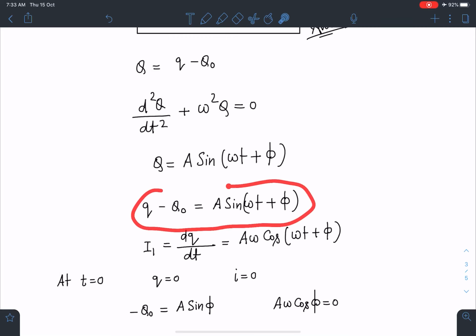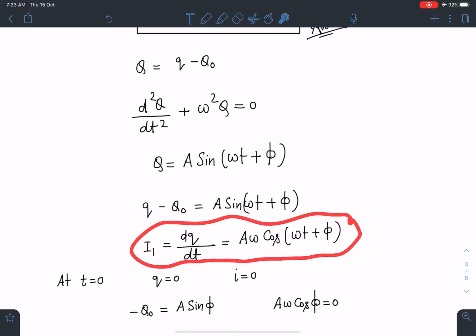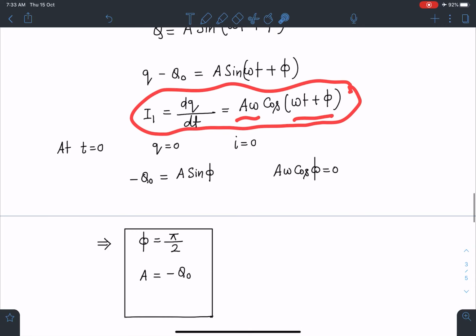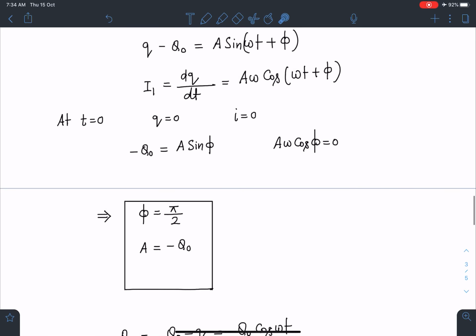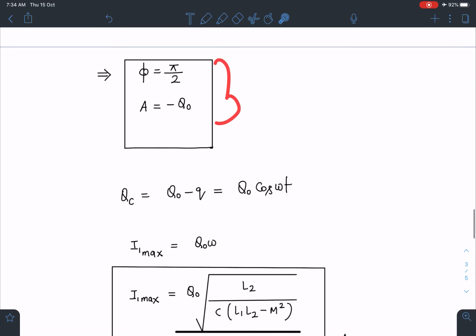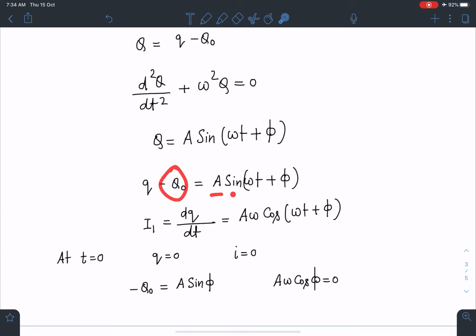In this equation, when I substitute t equal to 0, small q is 0, I'm going to get minus q naught is equal to A sine phi. Similarly, in the current equation of I1, if I put t equal to 0, and at that moment I1 was 0, I'll be getting A omega cos phi equal to 0. So it's very easy to say from here that this phi is going to be pi by 2, and if phi is pi by 2, A is going to be minus q naught. So once I know these values, now I know charge as a function of time. It is going to be q naught minus q naught sine of omega t plus pi by 2, which will become cos omega t.